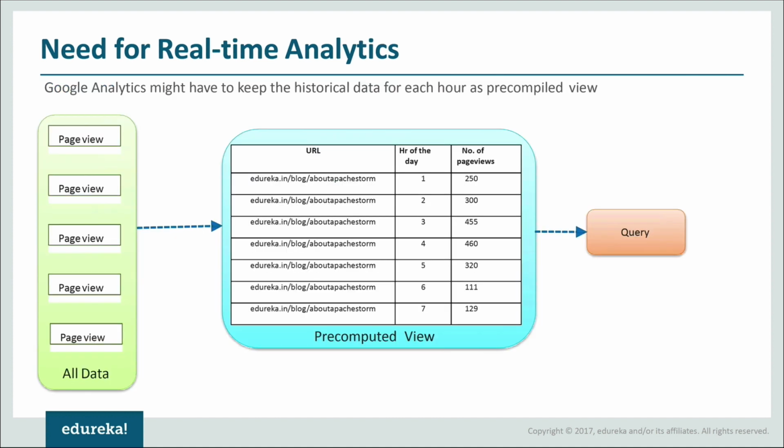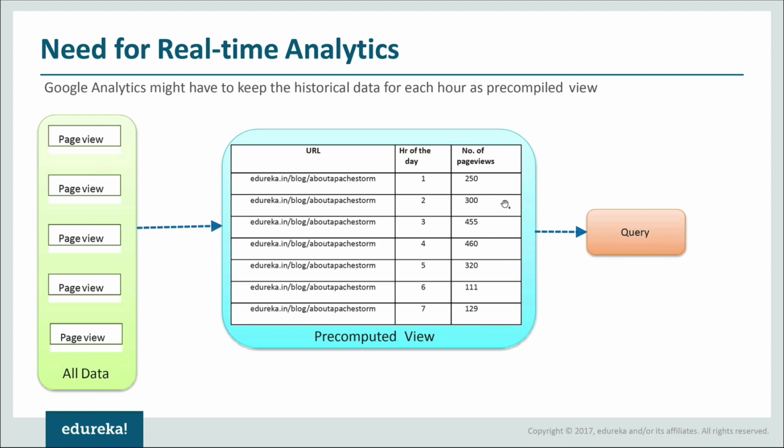So for example, Google Analytics might have to keep the historical data aggregated for each hour as a pre-compiled view. So suppose this is all your page view data, you will keep it in a database like this. So this data has been aggregated. For this particular URL, this was the hour of the day and this was the number of views for this blog, and maybe you will have the date as well. Now when you query, you just need to aggregate on all of these and you will have your data.